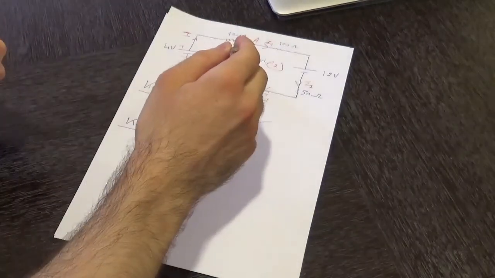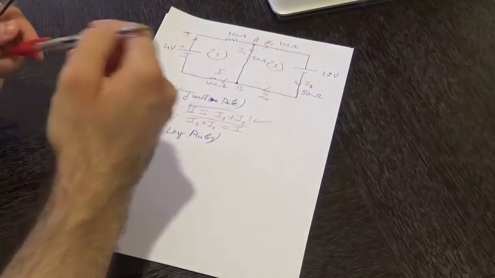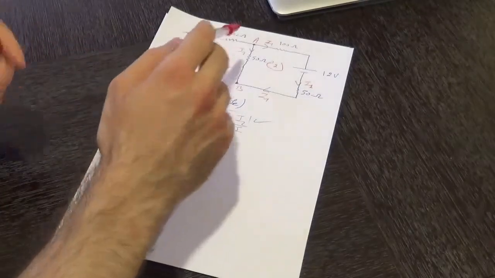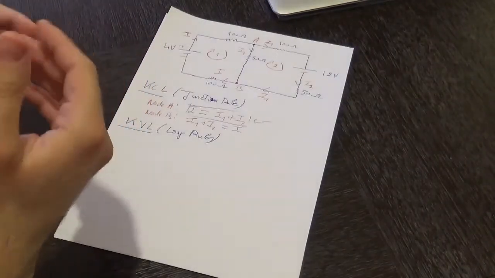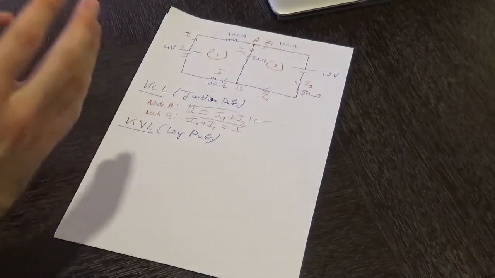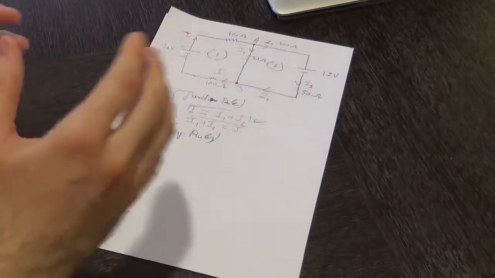Now after choosing the loop direction, we need to assign polarities for the resistors. The resistors themselves don't have a polarity. They don't have a fixed positive terminal and a fixed negative terminal.